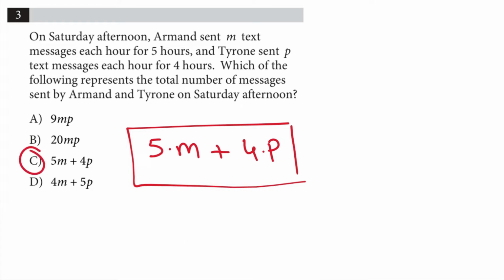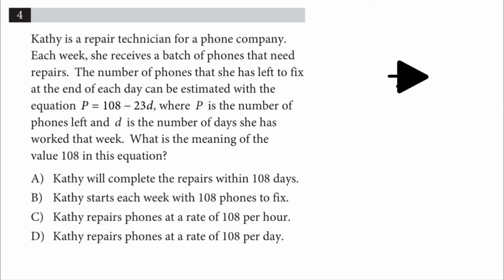Now let's move on to the next question. Katie is a repair technician for a phone company. Each week, she receives a batch of phones that need repairs. The number of phones that she has left to fix at the end of each day can be estimated with the equation P is equal to 108 minus 23D.